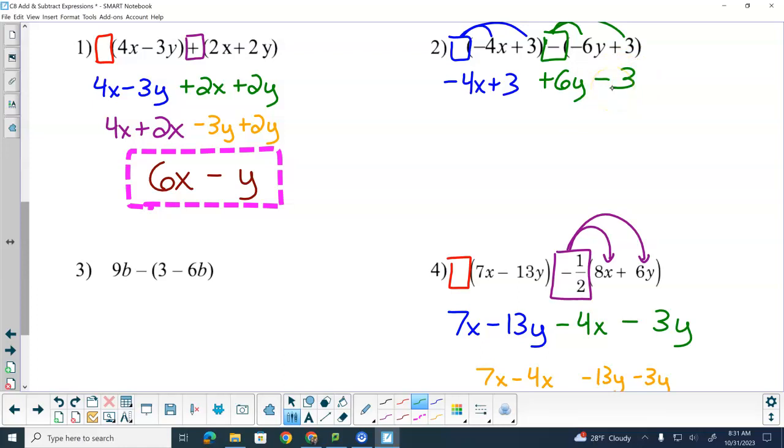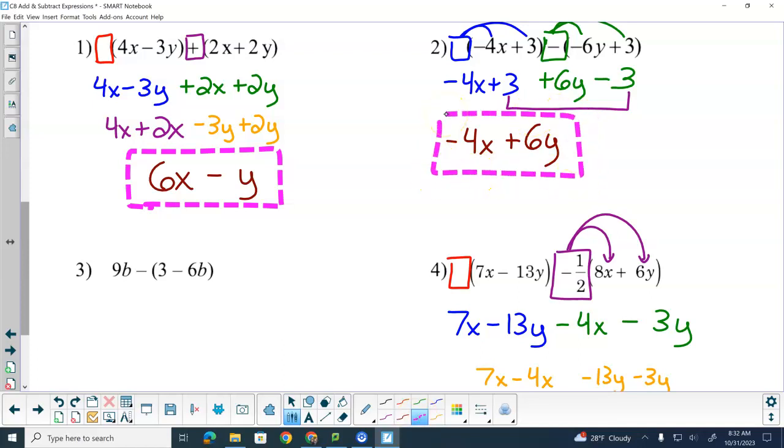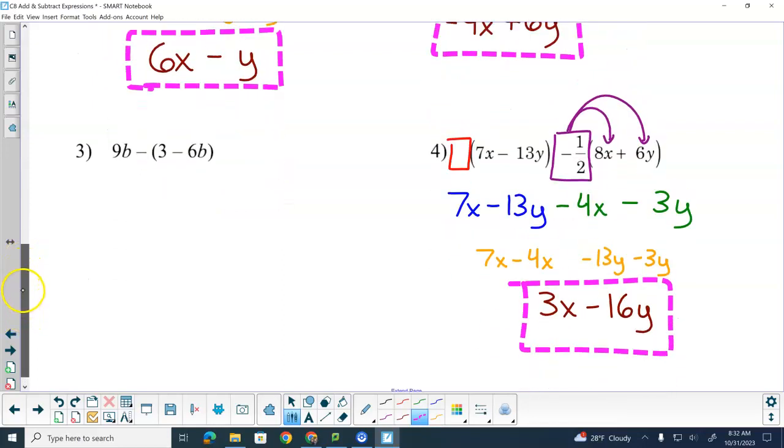Okay? So I've got nothing to combine with 4x. So that's going to be negative 4x. I've got nothing to combine with 6y. So that's going to be positive 6y. And then I've got these 2 constants right here. Positive 3 minus 3 is 0. So we should just have negative 4x plus 6y. Hands in the air, wave them like you just don't care if you got that one right. I forgot about 4. So then that would be wrong. Okay? All right? The answer, negative 4x.